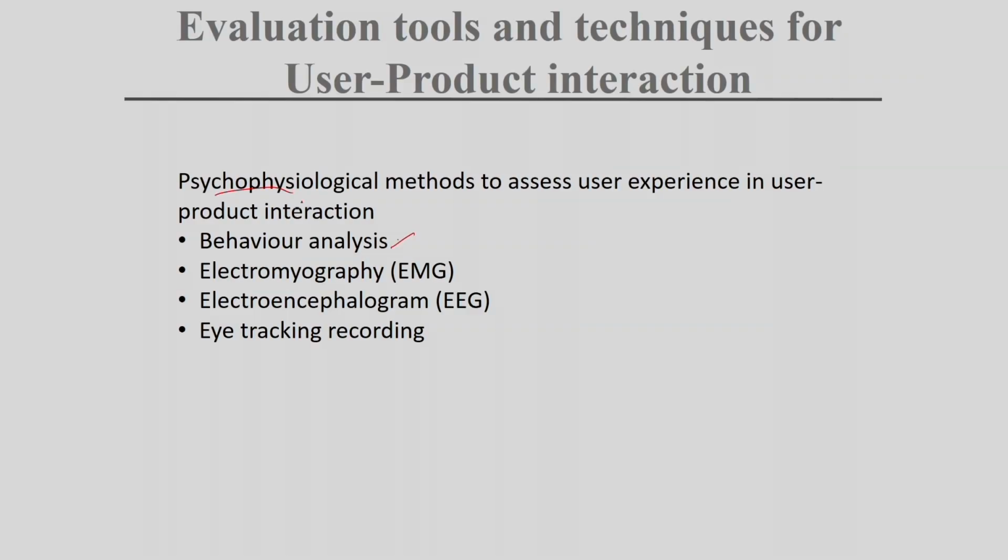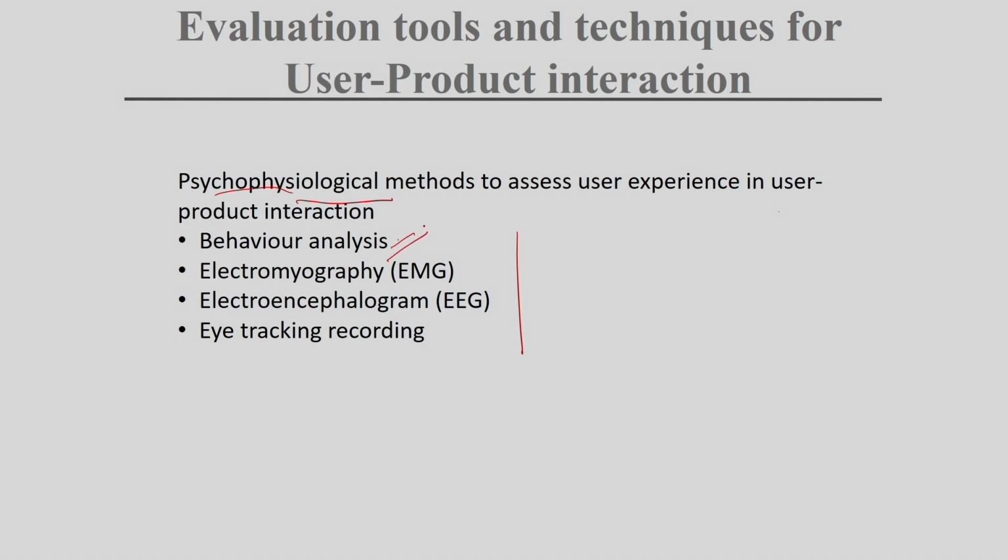This is also very important if you have designed some product, and whether the person is getting frustrated after using that, maybe again and again it is giving some error, or this person can't operate this switch very easily, how it is influencing and affecting the behavior. So in these types of cases, we are taking the psychological issues and also the physiological issues. So these four things are psychophysiological methods to assess the user experience in user product interaction.